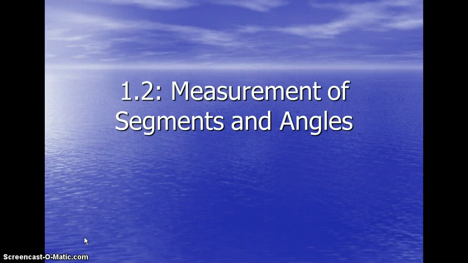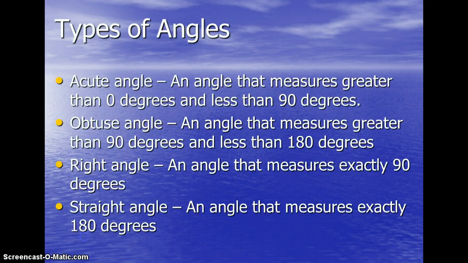Today's topic is section 1.2, measurement of segments and angles. And today we're talking about how we measure segments, how we measure angles, and the relationship between them. First, we'll talk about the different types of angles that we have. We have four main types of angles that we're going to deal with in this class.